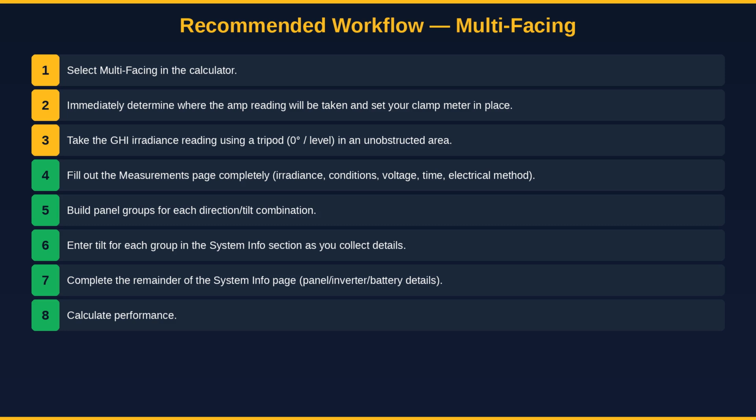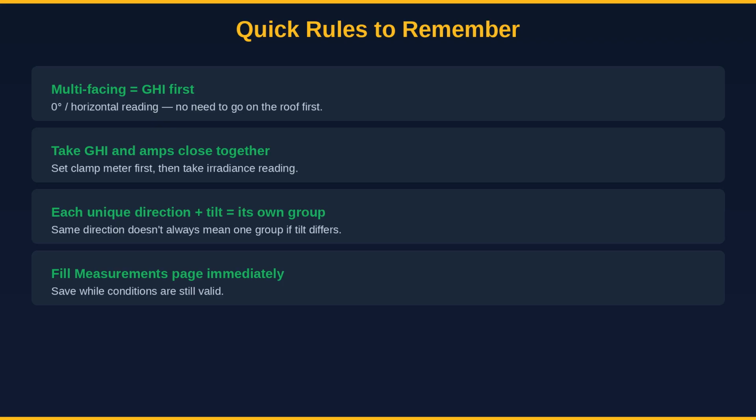Fifth, build panel groups for each direction and tilt combination. Sixth, enter the tilt for each group in the System Info section as you collect details. Seventh, complete the remainder of the System Info page with panel, inverter, and battery details. Finally, calculate performance. Let's review the quick rules to remember for multi-facing arrays in GHI mode.